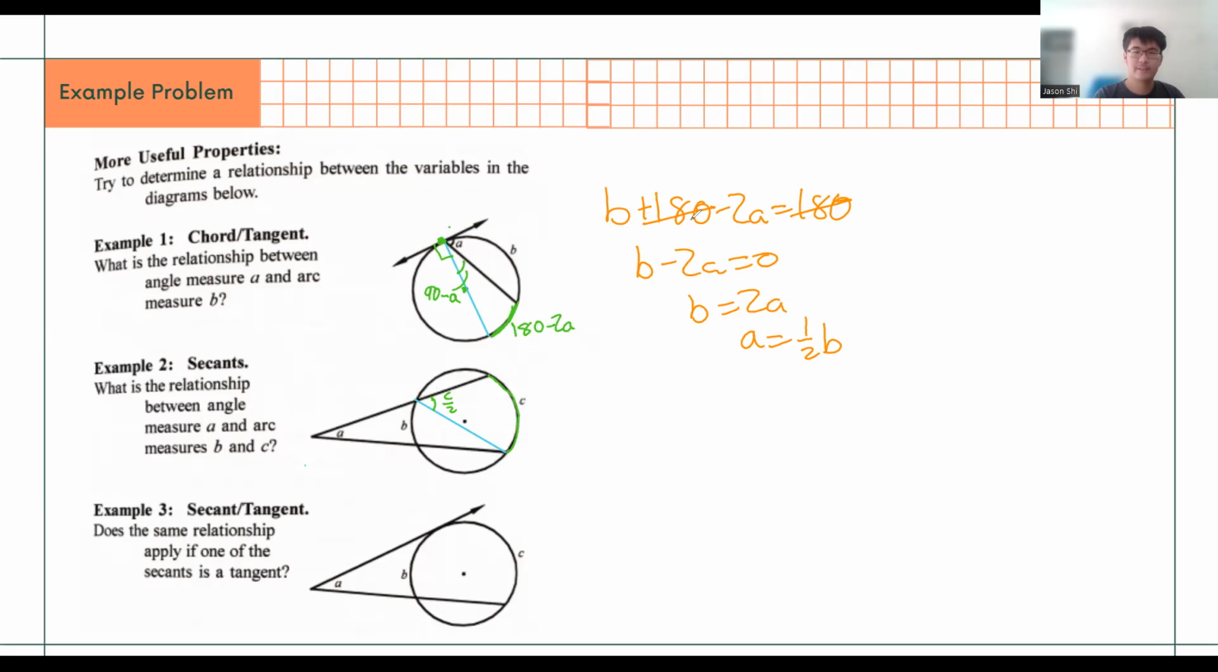Often the diagrams they draw will be very ambiguous. It's not clear whether C means this arc or this arc. Generally, they place the letter in the middle of the arc. So it would make the most sense for C to be this arc, and B will be this arc. Just something to keep in mind. And then the next thing we need is this. Can anyone tell me what this angle measure is?